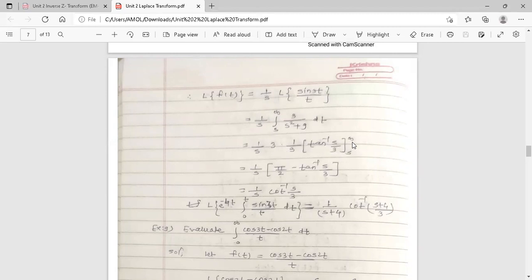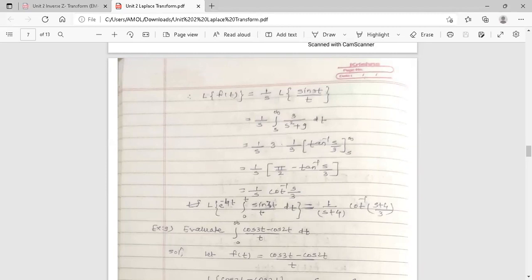And if we put the upper limit infinity, tan inverse infinity is pi by 2 minus tan inverse s by 3. You replace s by s, so we keep the term tan inverse s by 3 as it is after putting the lower limit, and it is nothing but cot inverse s by 3. This is the Laplace transform of sin 3t upon t. This cot inverse s by 3.